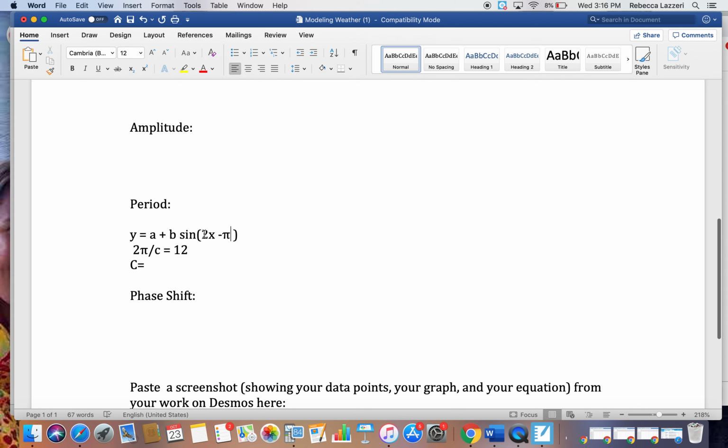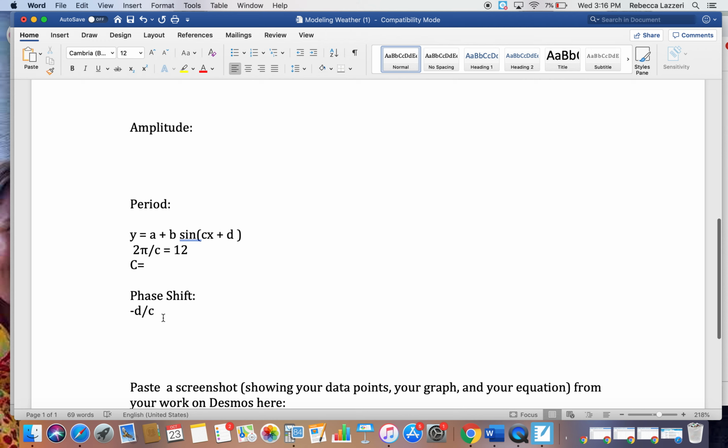Chloe and I are doing it in our heads right here. 2x minus pi, we would set it equal to 0, and so we would say positive pi over 2. But remember, we're really working with cx plus d. So you know your phase shift is going to be negative d over c.